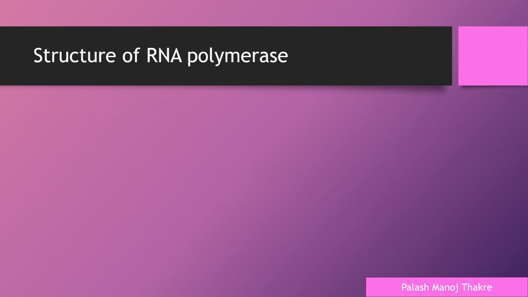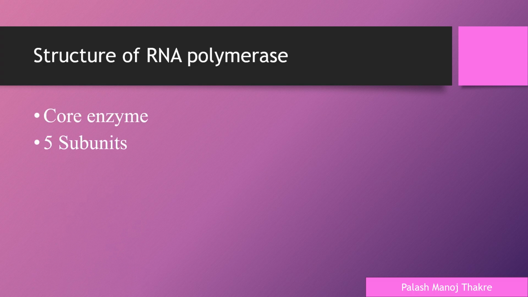Let's move towards the structure of RNA polymerase. The RNA polymerase is called a multi-subunit complex. It is built up of 5 different types of subunits, and each subunit is itself a protein which has a specific function in the transcription process.